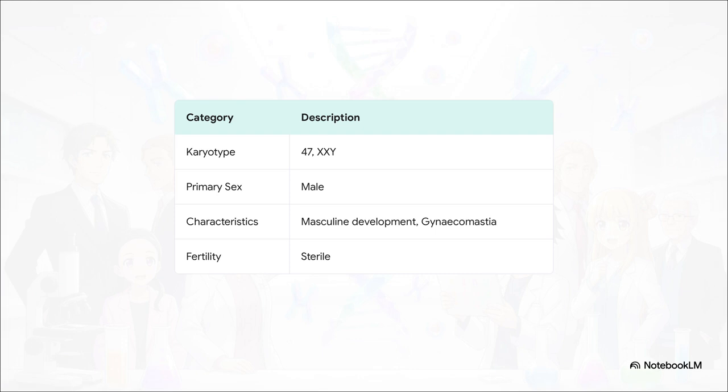And while they have what you'd call overall masculine development, that extra X chromosome can lead to some feminine traits like gynecomastia, which is the development of breast tissue. And a really key point here is that these individuals are sterile.